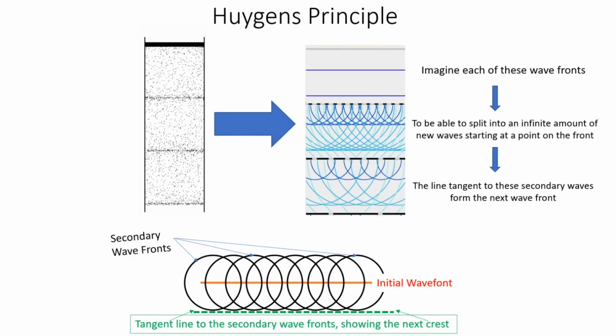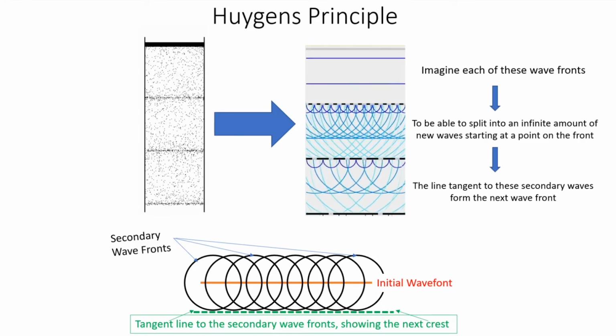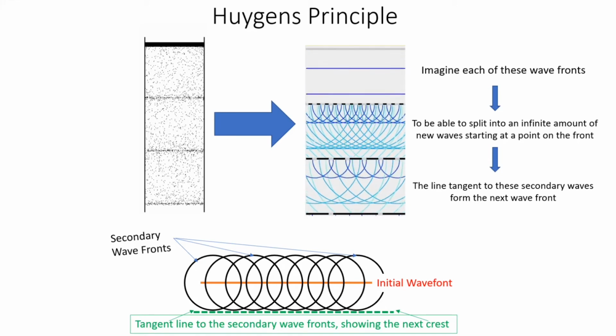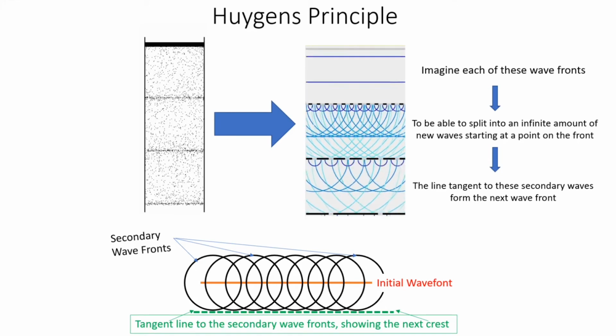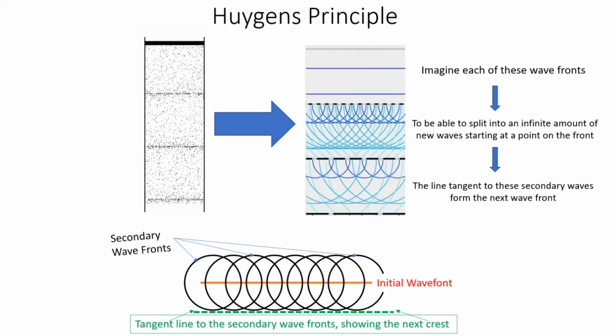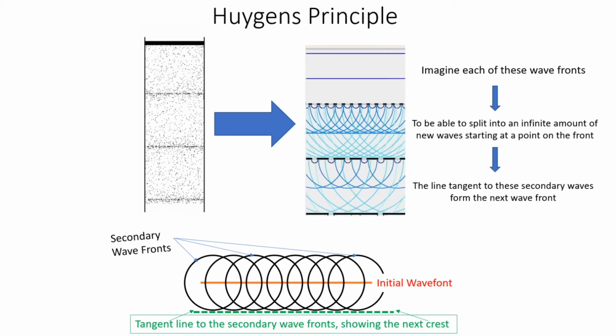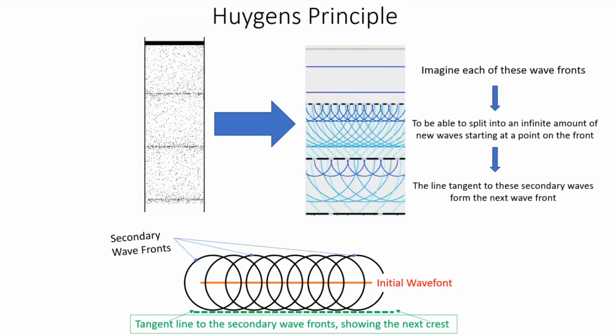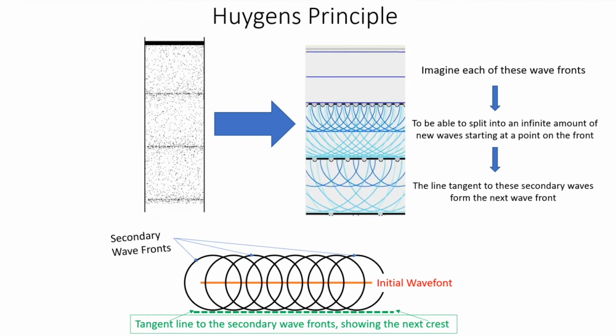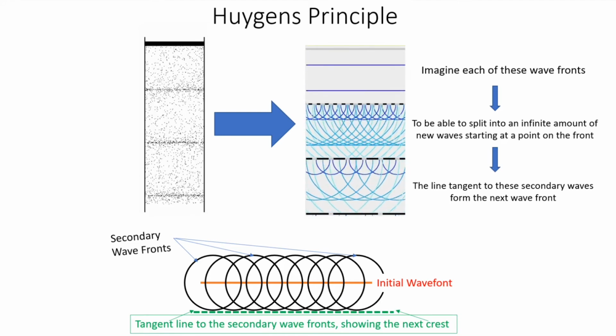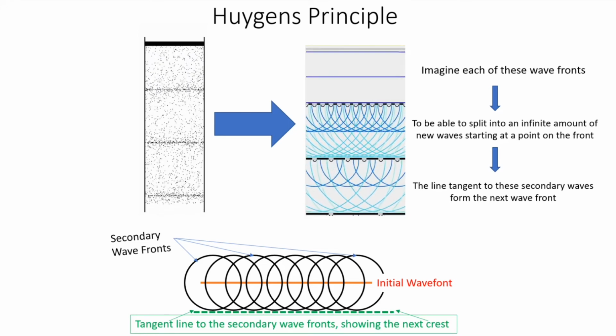The Huygens Principle states that we can consider each wavefront to be a source for an infinite number of secondary waves. The secondary waves radiate out from each point along the wavefront in a circle. The line tangent to the secondary wavefronts shows the location of the new wavefront. In this case, it's parallel to the initial wavefront.